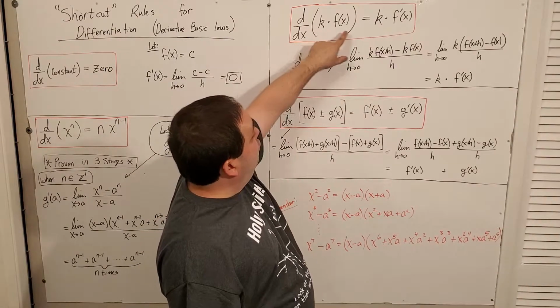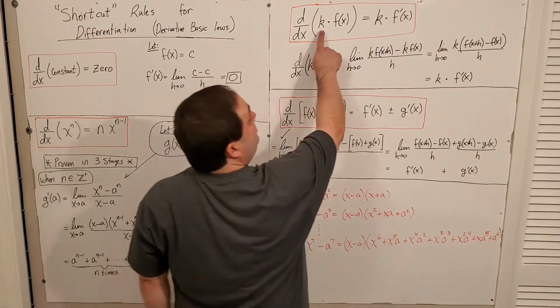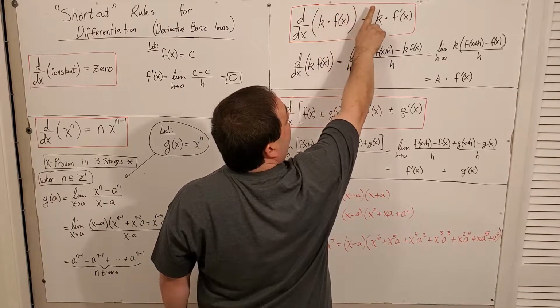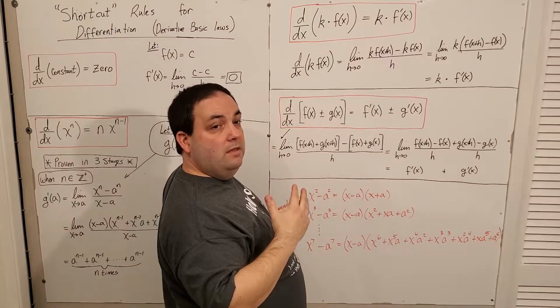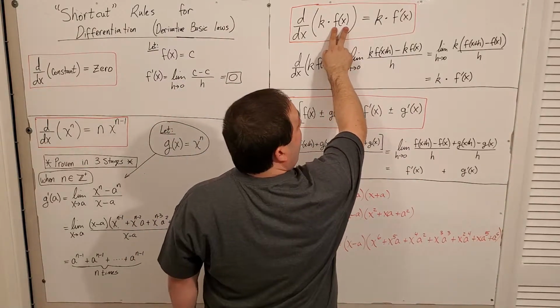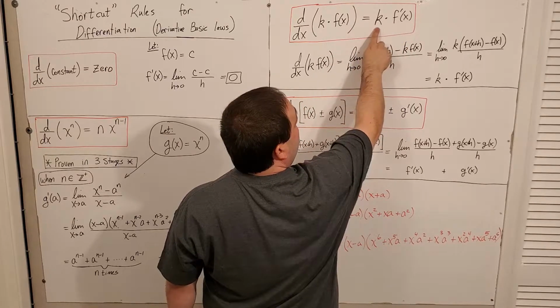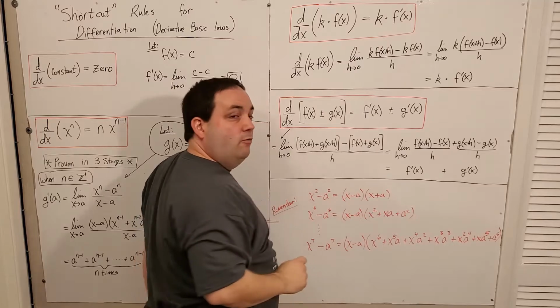Well, this rule is basically saying that I can just take the multiplied number and bring it along for the ride. Take the derivative of the actual function part that you know, just the f prime part, and then multiply that number times that result.